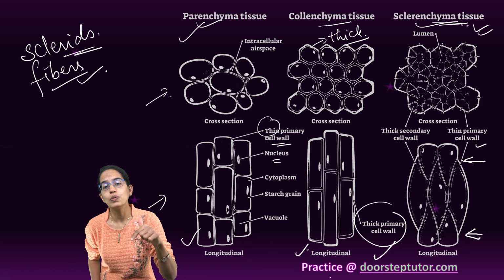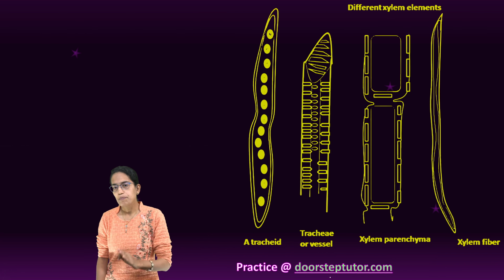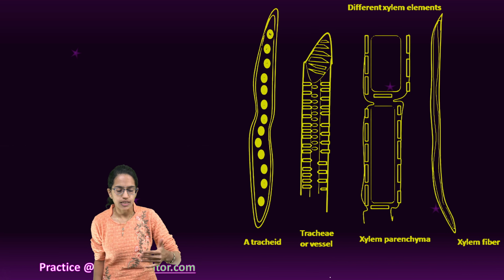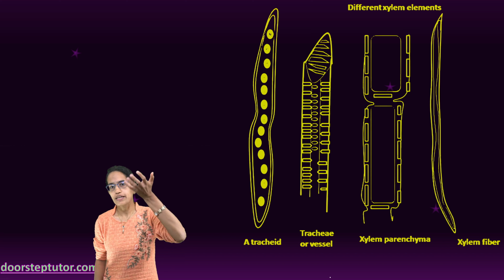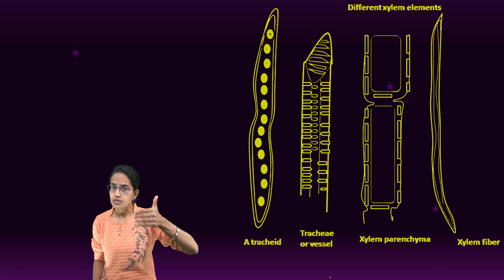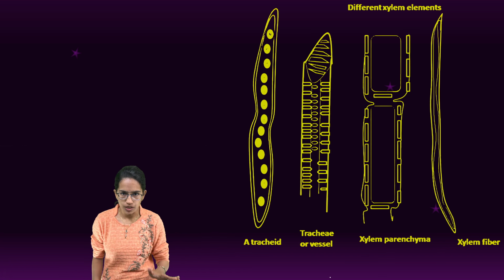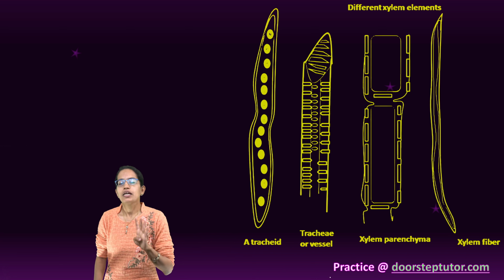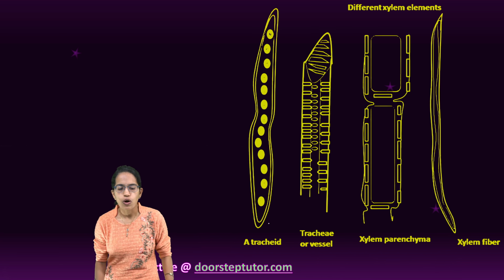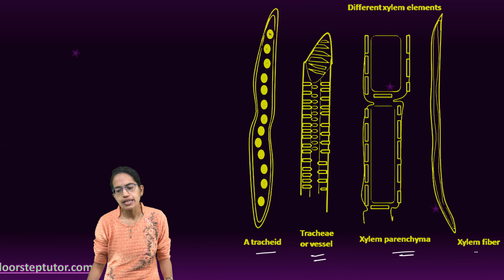Now coming on to permanent tissues which are complex in nature. Xylem and phloem. The role of xylem, as we have understood in our lower grades, is to transport water and minerals to the plant. However, the role of phloem is to transport the processed material from the leaves to the different parts of the plant. Now, xylem has four components. They are called tracheid, vessel, xylem parenchyma and xylem fiber.